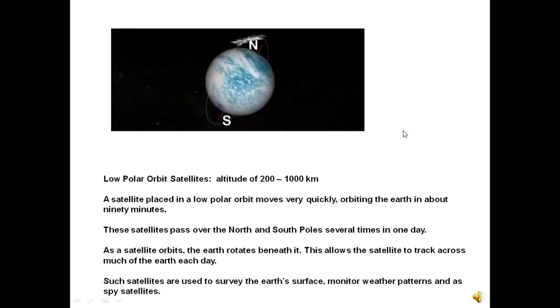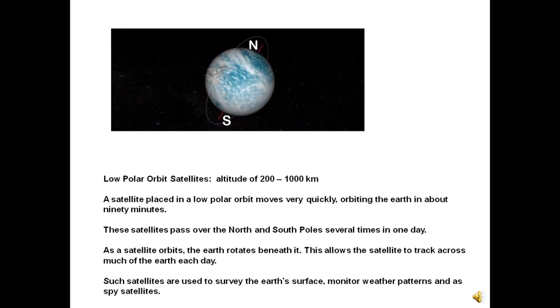So low polar orbit satellites. These are for monitoring. Like it sounds, they're not very high. You might say 200 to 1,000 kilometers is high, but when we come to geostationary orbits, you'll see that's really quite low in comparison. So they are low. They go over the poles or thereabouts. So you can see that as the satellite goes over the top there, the Earth is rotating underneath it, and so the satellite is able to scan the entire Earth. The satellite will perform an orbit many times during the day, so it is able to scan the entire surface of the Earth.